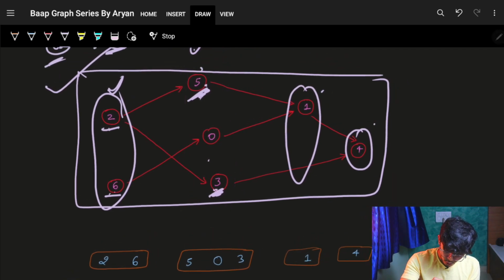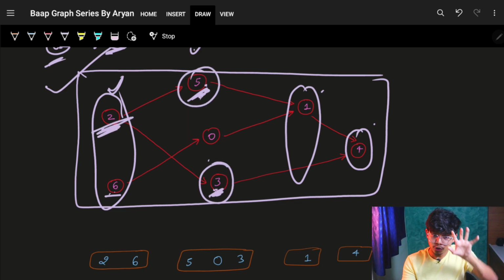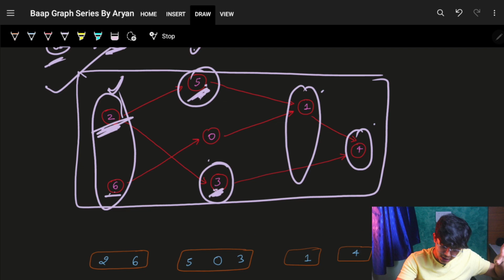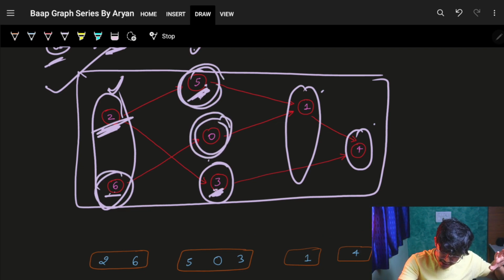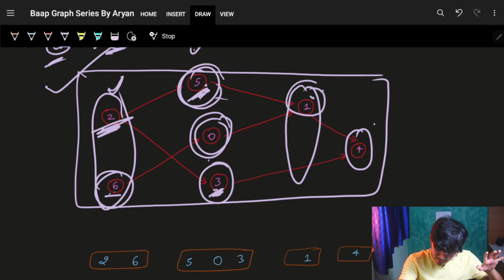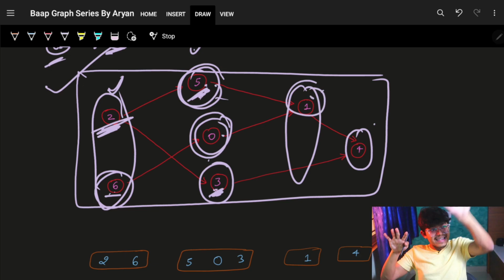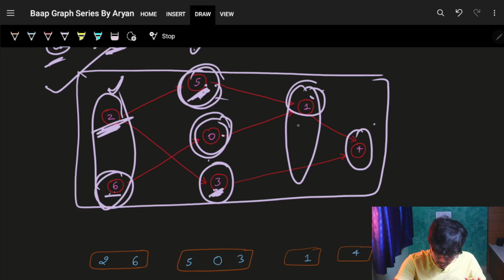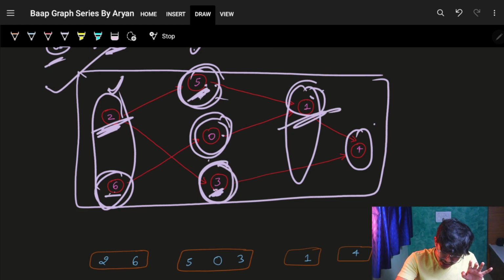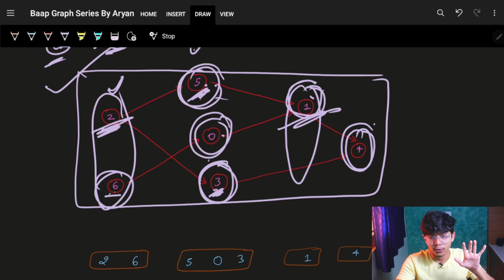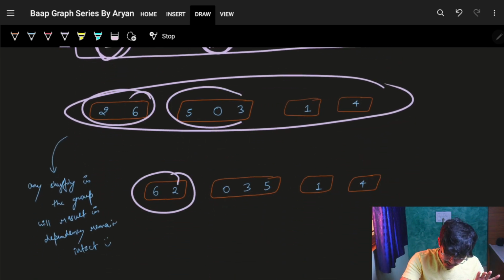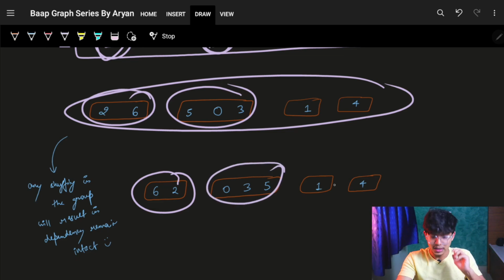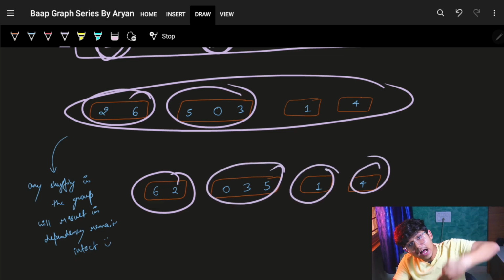Cool. Because these two nodes, the node right here and right here, are dependent upon node 2, node 2 should come first and then nodes 5 and 3. Node 6 should come first and then node 0. Then as 5 and 0 make node 1 dependent upon them, 5 and 0 should come first and then node 1. 3 and 1 should come first and then node 4. It is one such ordering. If I just swap these two, it is another such ordering. So basically you can have multiple such orderings.